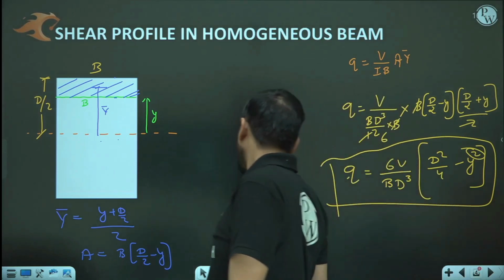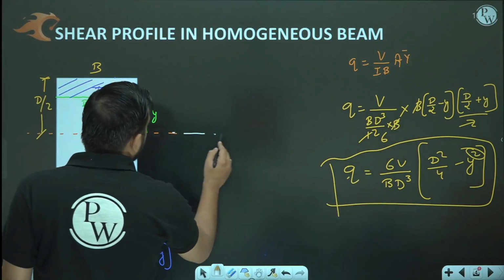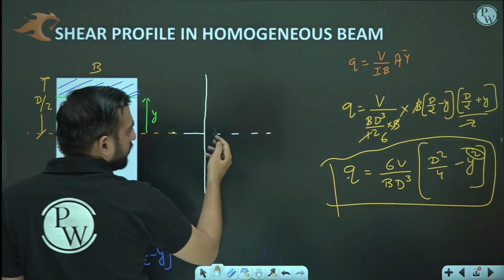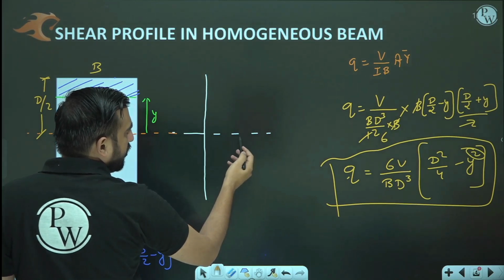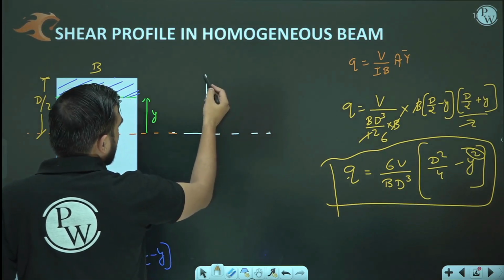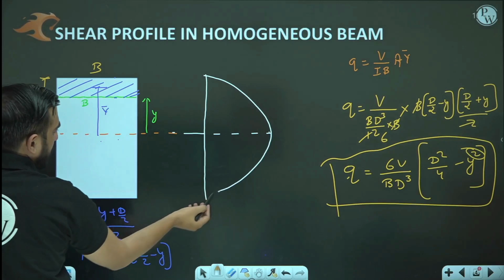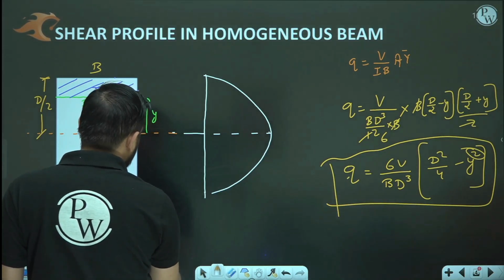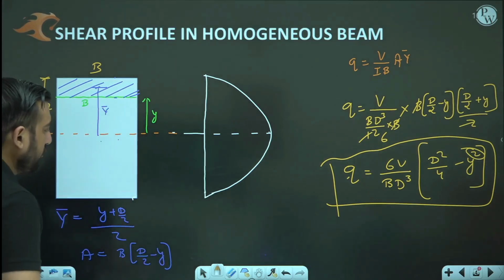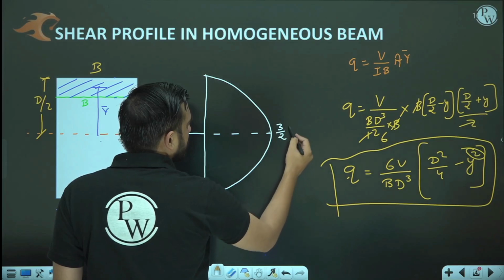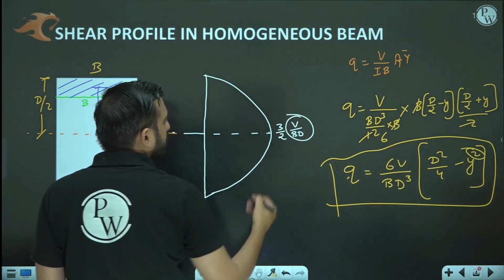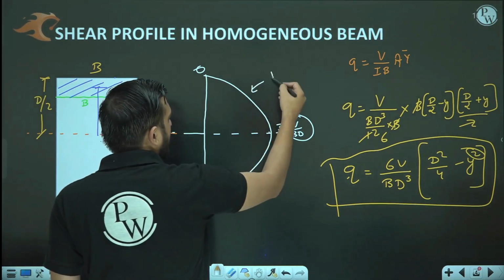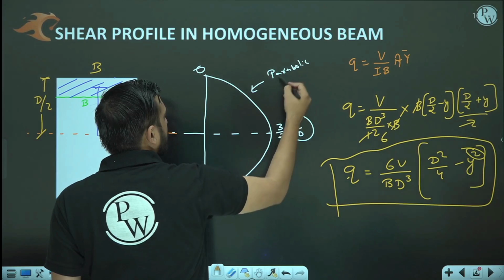Okay, so let me plot this graph now. At y equal to 0, q is maximum. It is 3 by 2 of the average shear, and here it is going to be 0. Okay, so this is the case here. And this is parabolic in nature.